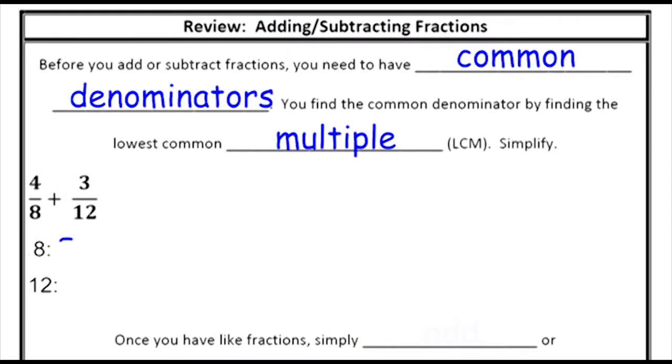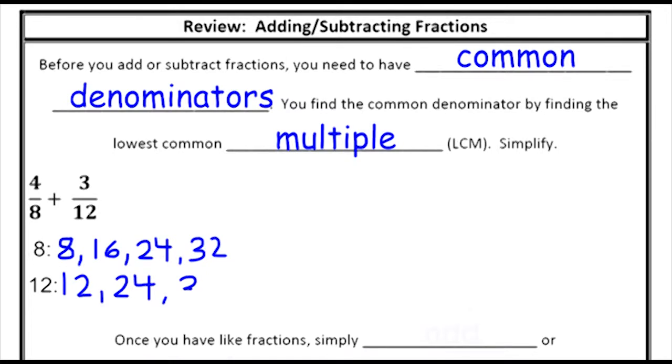8 times 1 is 8. 8 times 2 is 16. 8 times 3 is 24. 8 times 4 is 32. Go about 4 or 5 multiples out. Then find the multiple of the next number. 12 times 1 is 12. 12 times 2 is 24. 12 times 3 is 36. So, we go through and we find the smallest number in both lists.